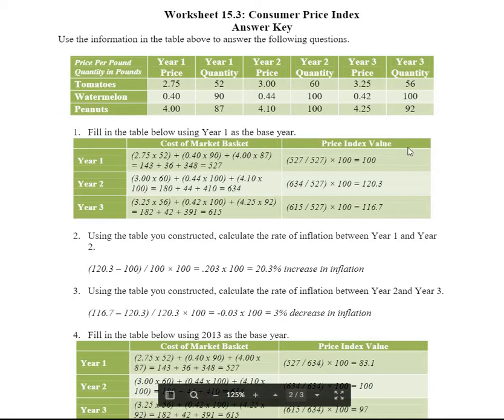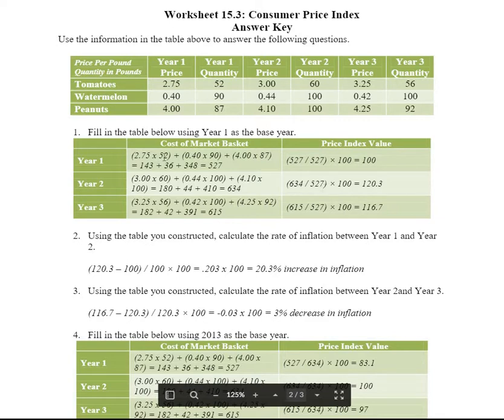Okay, guys, so here is the answer to the worksheet for the Module 15 assignment. Again, I wanted to go through this with you so that we can see how everything would work. The first thing that you have to do is figure out the cost of the market basket for year one, year two, and year three. And thankfully, this is going to be the same whether you're using this for the first part or the second part of the assignment.